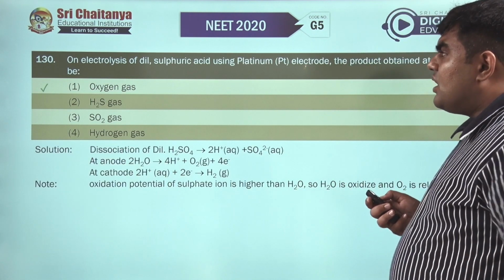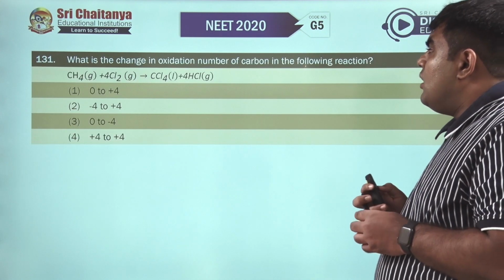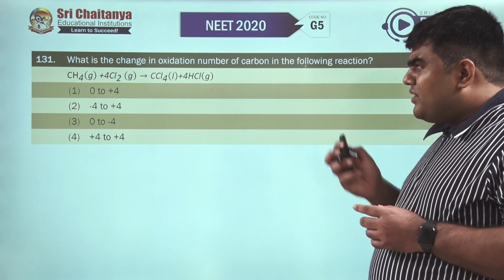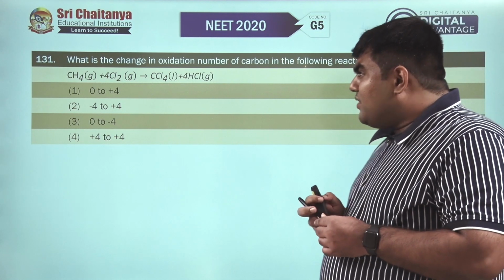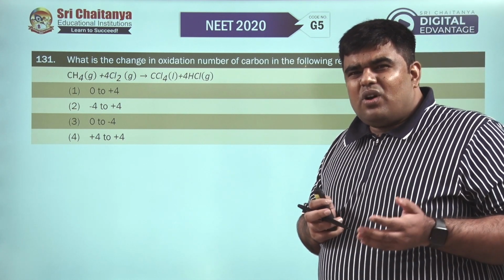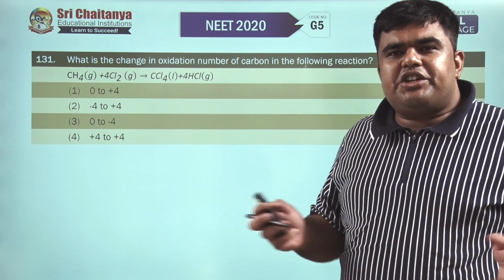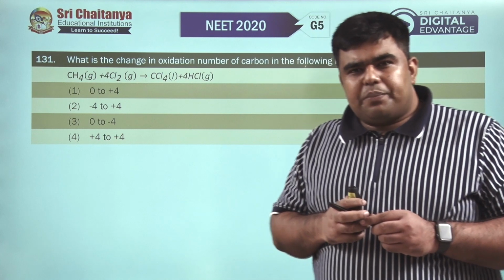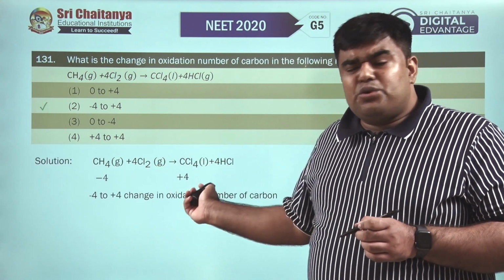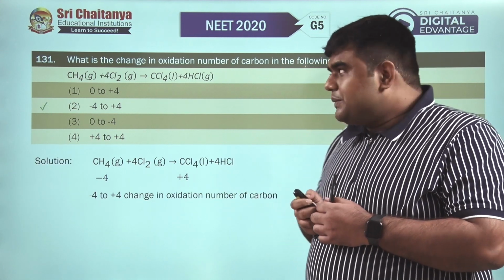So moving to question number 131. What is the change in oxidation number of carbon in the following reaction? We have CH4 getting chlorinated, forming CCl4 and HCl gas. In CH4, the oxidation number of carbon is -4. In CCl4, the oxidation number of carbon is +4. So looking at the change, it is from -4 to +4. For 131, the second option is correct.